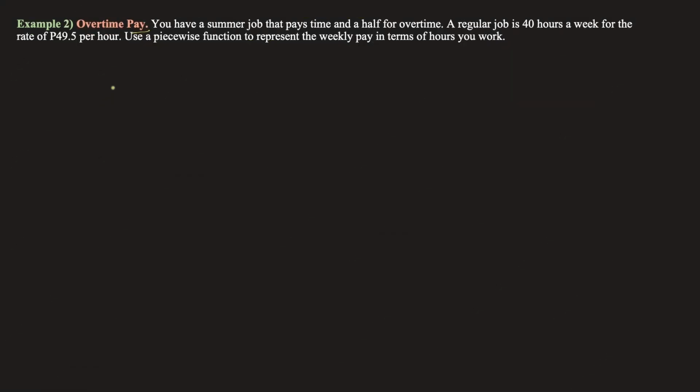Now, in the second example, we're going to look at overtime pay. You have a summer job that pays time and a half for overtime. A regular job is 40 hours a week at the rate of 49 pesos and 50 cents per hour. Use a piecewise function to represent the weekly pay in terms of hours you work. Now, before constructing our piecewise function, it might be very helpful to first construct a table that will display all the possible conditions given in the problem.